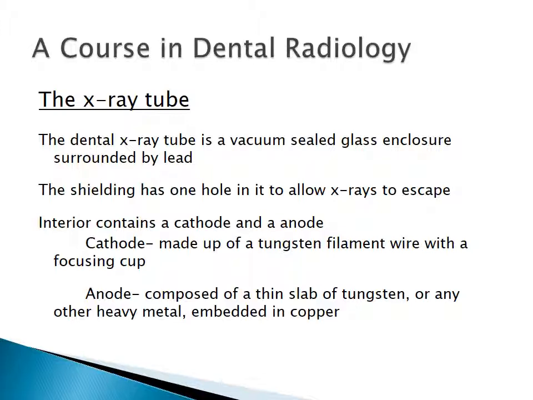Inside that glass tube, you're going to have a cathode and an anode. Your cathode is a tungsten filament wire within a focusing cup. So it's really much like a filament in an incandescent light bulb. Then on the other side of that, you're going to have your anode. Your anode is going to be a slab of either tungsten or any other type of heavy metal, and around that heavy metal, it's going to be embedded in copper.